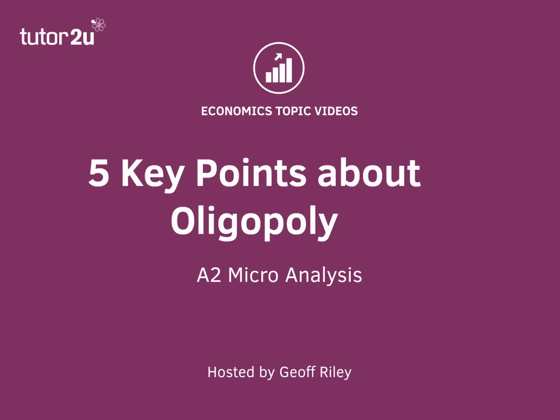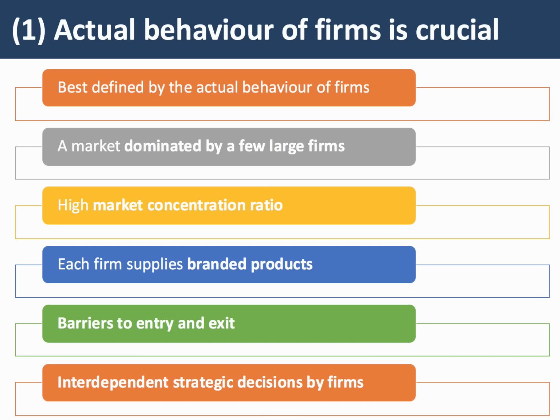Hi there, as part of our revision of A2 Micro, here are 5 key points about the market structure oligopoly. So oligopoly is an imperfectly competitive industry in which there's a very high level of market concentration.